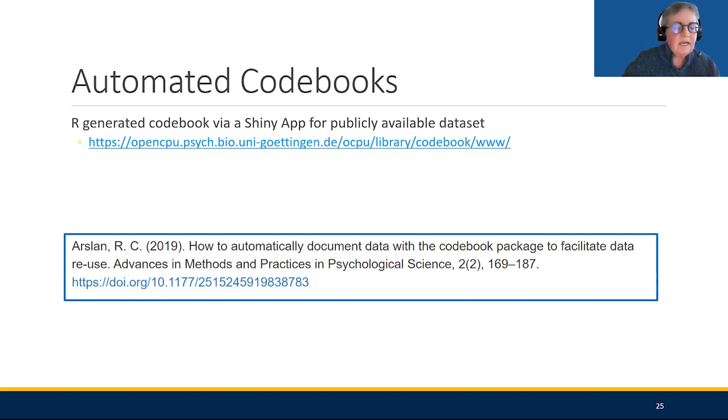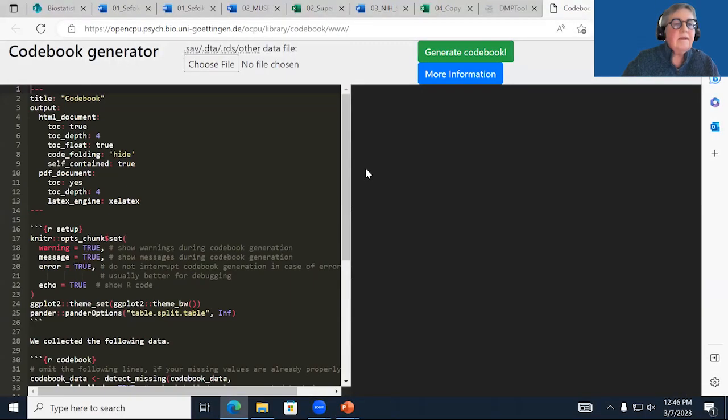But if you click on the link, this will take you to the Shiny App website. Thank you for doing that, Darren. And you could choose a file from SPSS, Stata, an R file, Excel, CSV. And if you pull in a data set, you could generate a code book fairly easily.